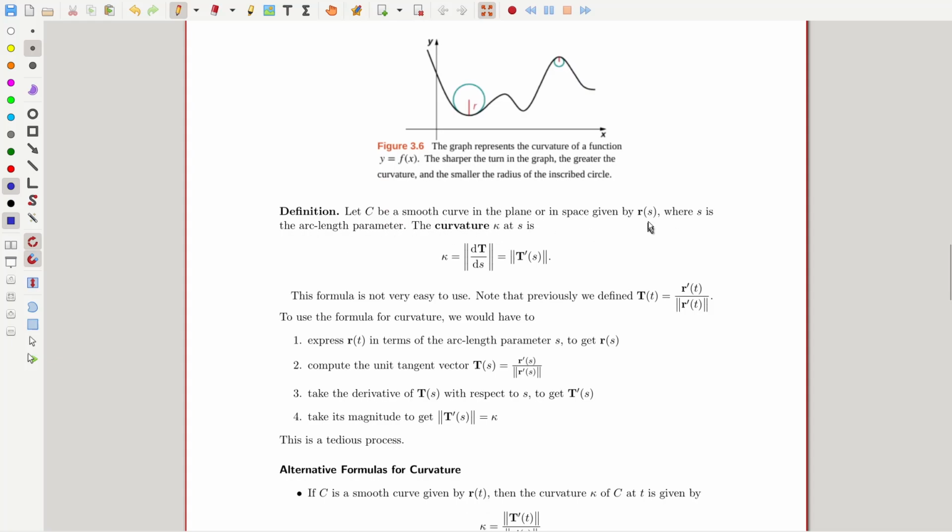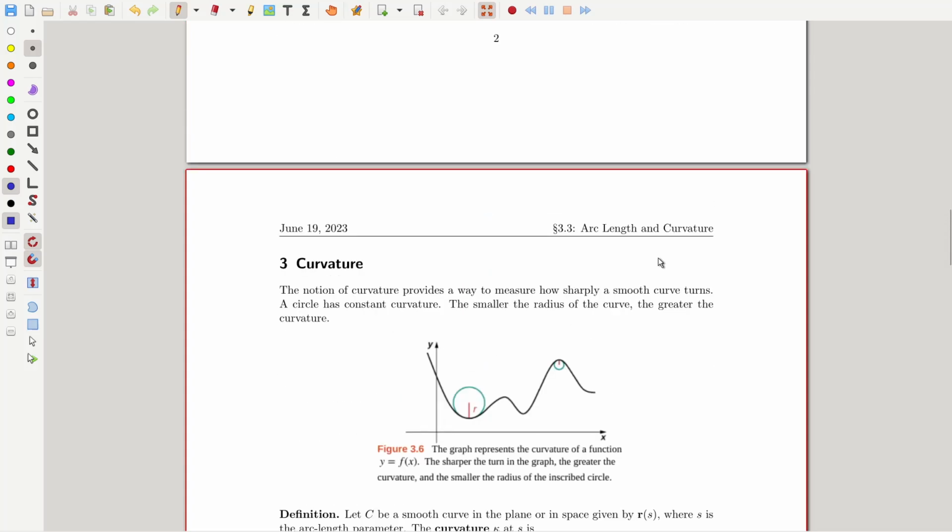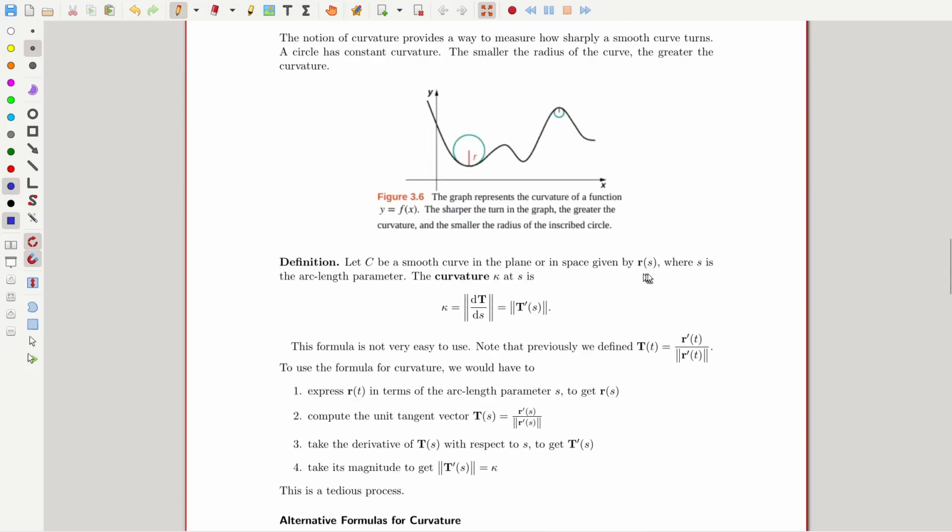So notice that in this definition, we are actually using the arc length parameterization. That is mainly why I was forced to mention the arc length parameterization above. It's because the way that curvature is defined is in terms of the function, the parameterization of the curve, but defined in terms of arc length, not in terms of time. But it ends up using this expression. So this T prime of s magnitude is how it's defined.